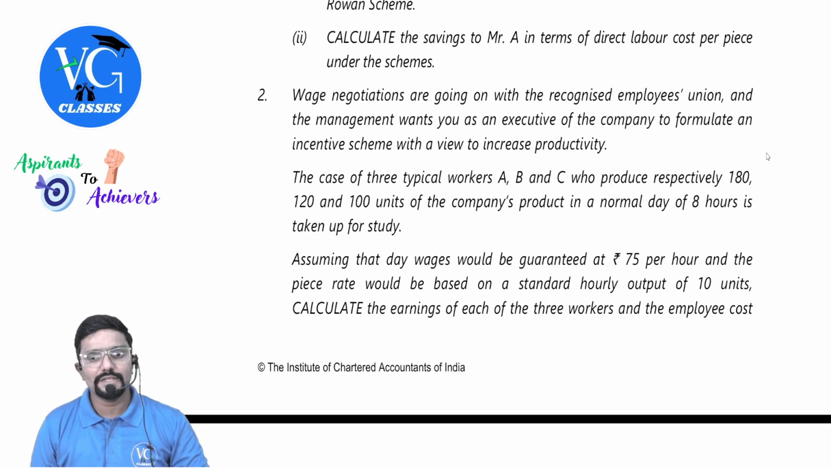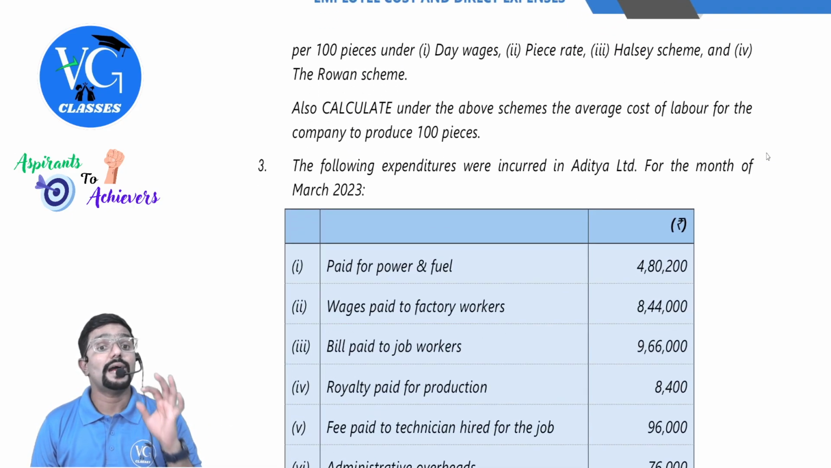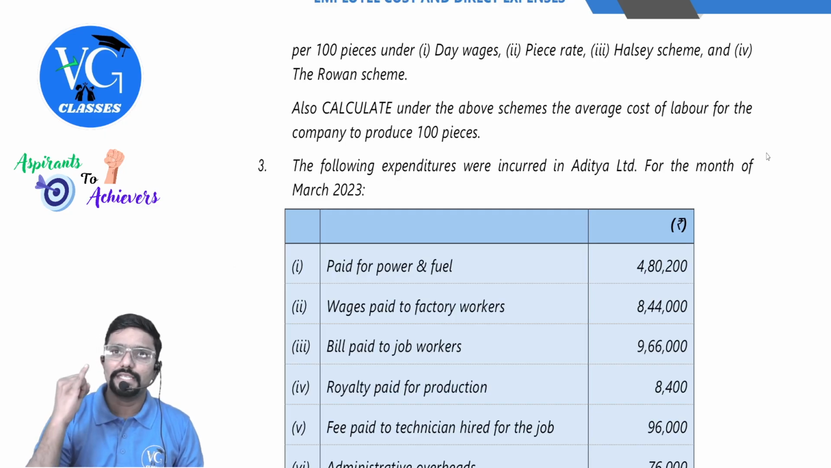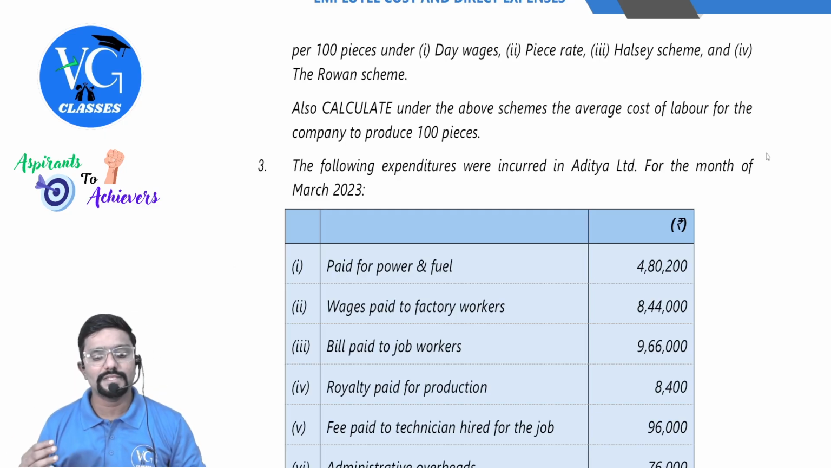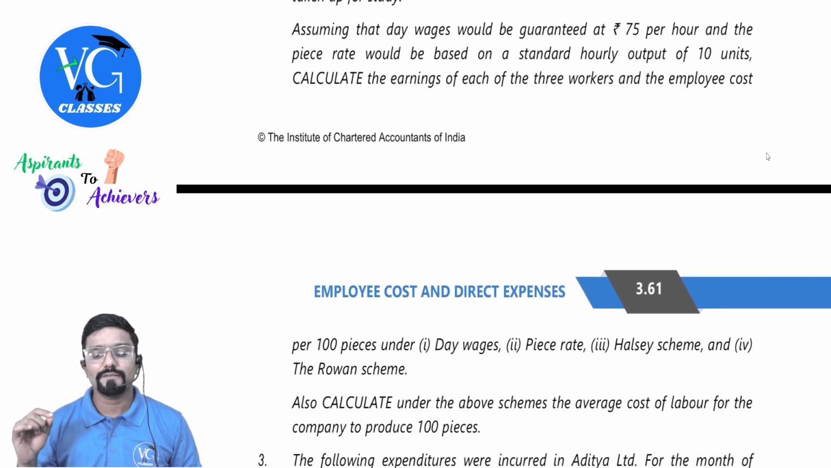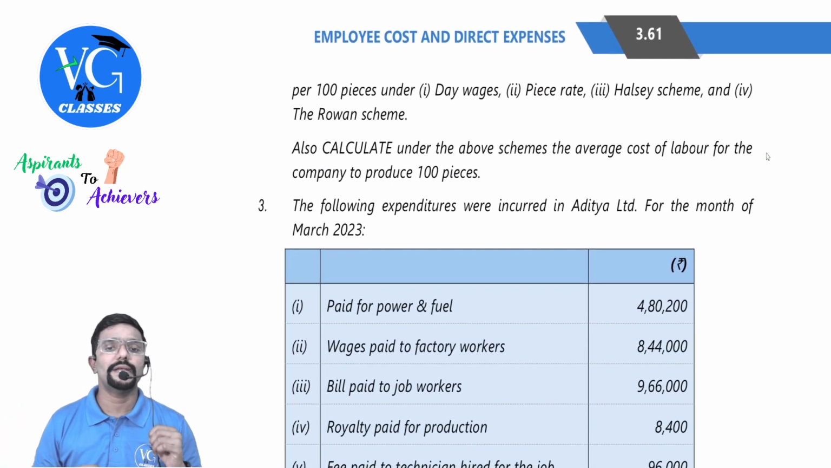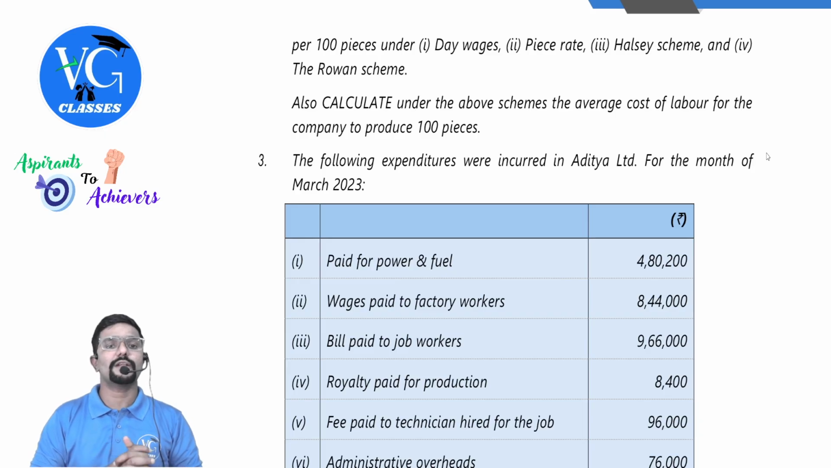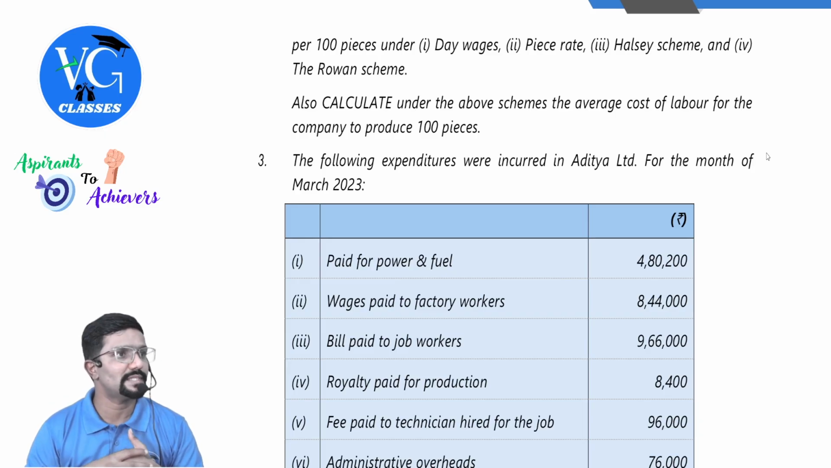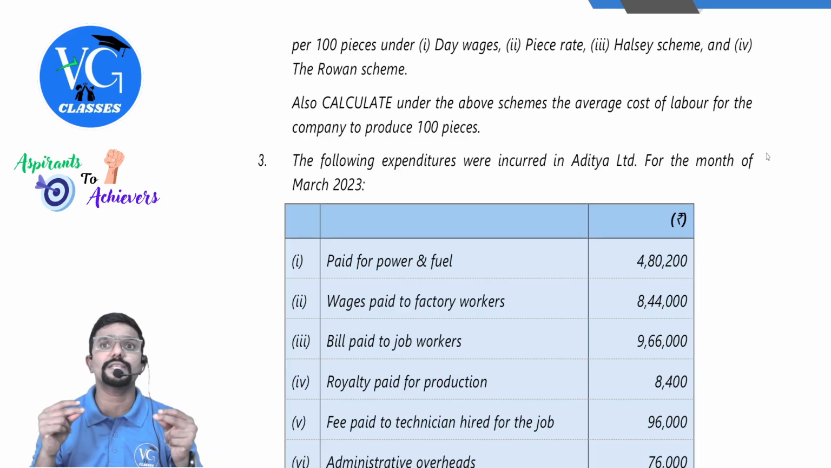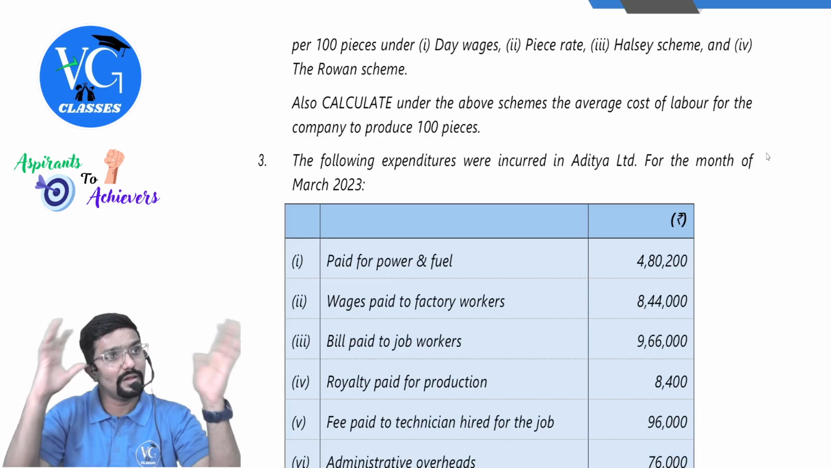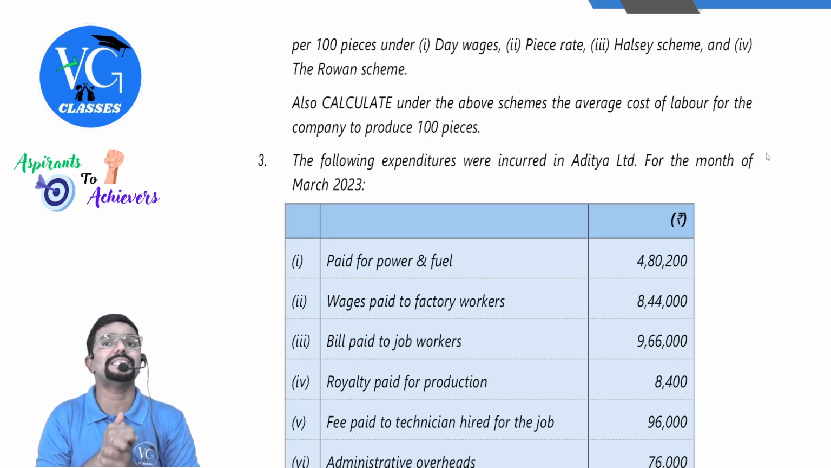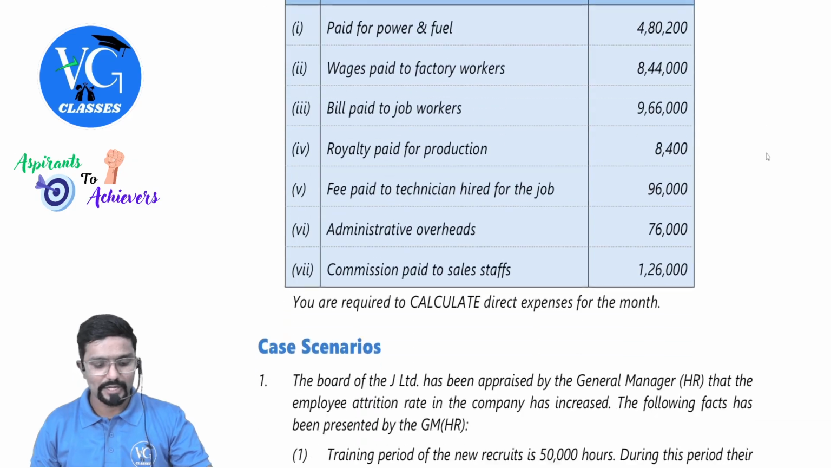Calculate the earnings of each of the three workers and the employee cost per 100 pieces, not per unit, under day wages, piece rate, ALSE scheme and Rowan scheme. Also calculate under the above schemes the average cost of labor for the company to produce 100 pieces. That is all the workers put together, not worker wise, but for the company as a whole, guys. Okay, come to the solution.